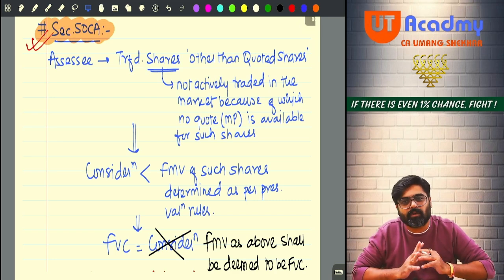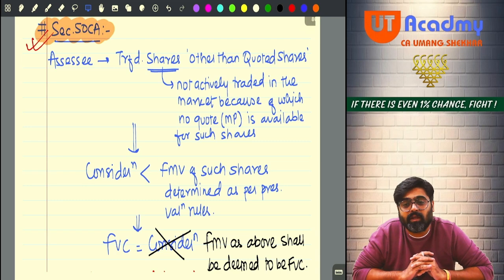I have sold the shares for 500 rupees per share. I will say that I have received only 100. The remaining 400 I have received in cash. I have sold the shares for 1000 rupees per share. I will say that I have sold the shares for only 700. The rest, 300, I have recovered in cash.